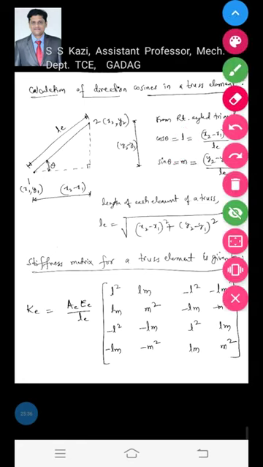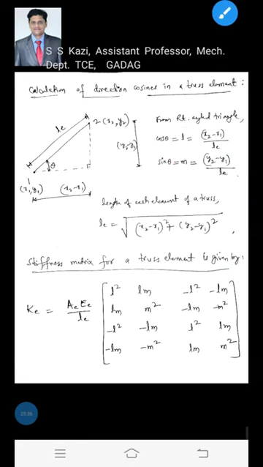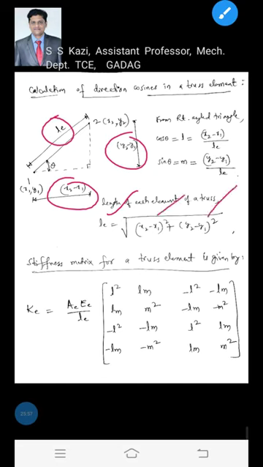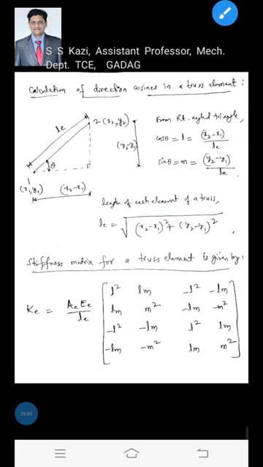How do we calculate the LE value, the length of the element of a truss? From the Pythagoras theorem, the hypotenuse square is equal to the summation of the squares of both sides. From that, LE square is equal to x2 minus x1 whole square plus y2 minus y1 whole square. Then LE is equal to the square root of x2 minus x1 whole square plus y2 minus y1 whole square. The length of each element of a truss structure can be calculated by using this formula, but the coordinate values of all the nodes of a truss should be known to us.